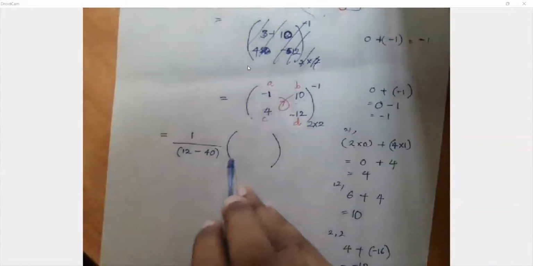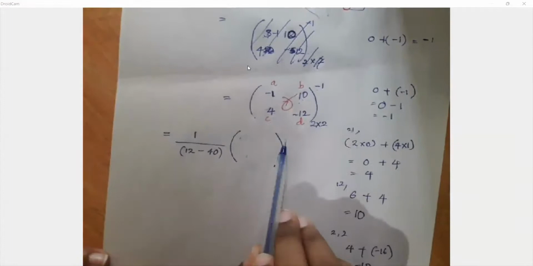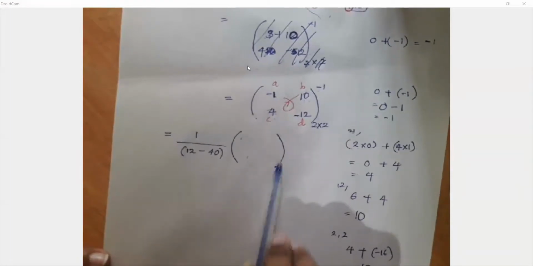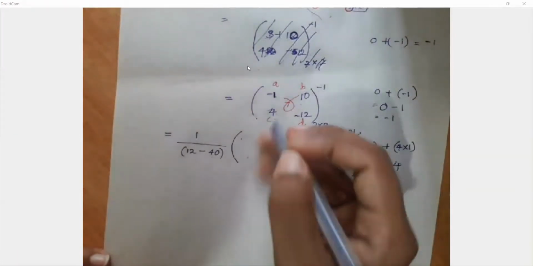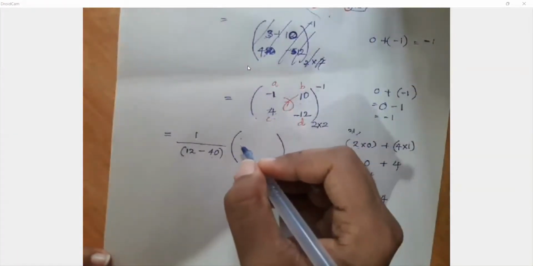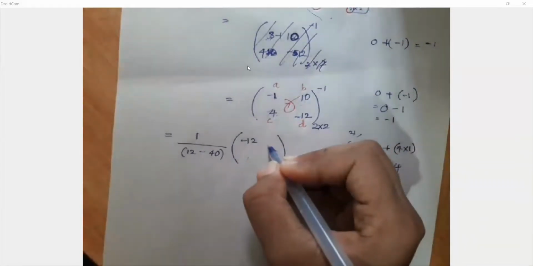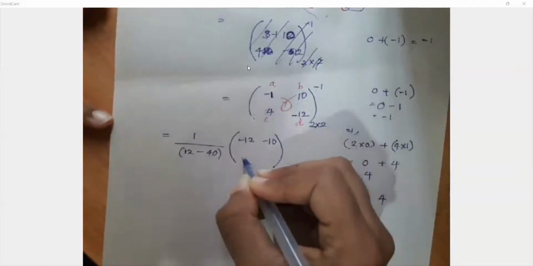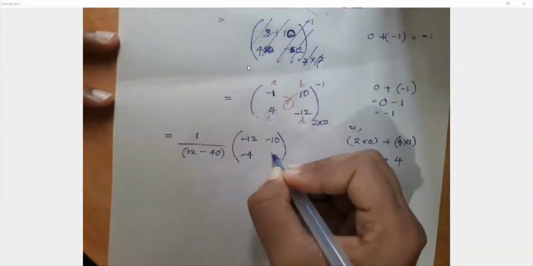Unmute your mic and talk with me. Here, what is the matrix? Tell me the matrix, first row and second row. Tell me the answer like that. Minus 12, minus 10, minus 4, 1. See how he took that here.